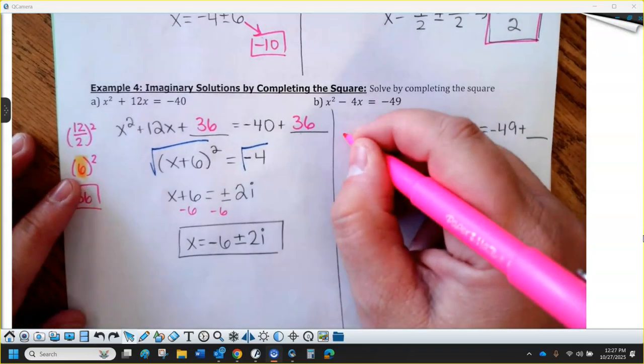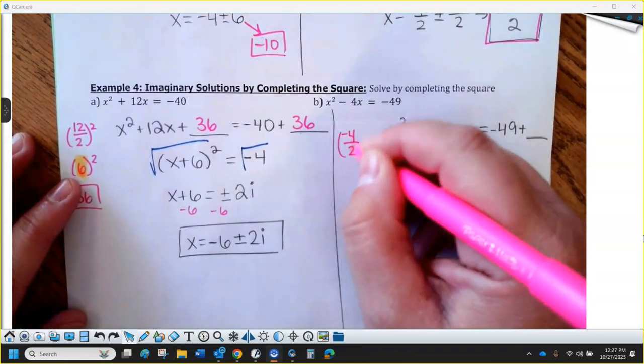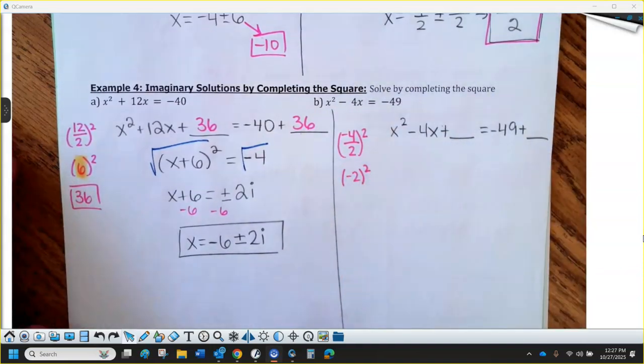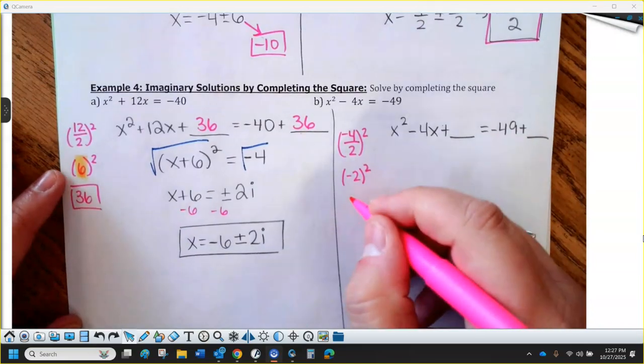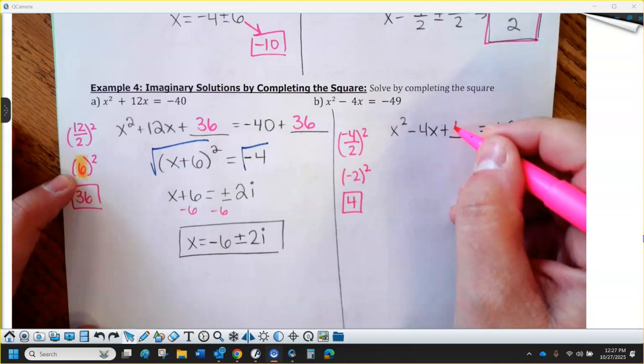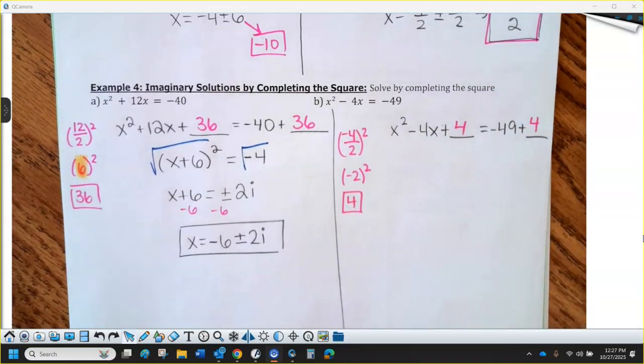All right, so the b value here is -4. We're going to divide that by 2 and square that. That is (-2) squared. If you square a negative number, it becomes positive. So I am going to add -2 times -2, which is 4. I'm going to add 4. On the left side, it makes a perfect square trinomial. On the right side, we have to do that just to keep our equation balanced. I'm adding 4 to both sides.